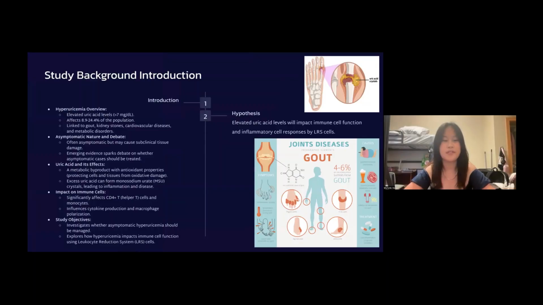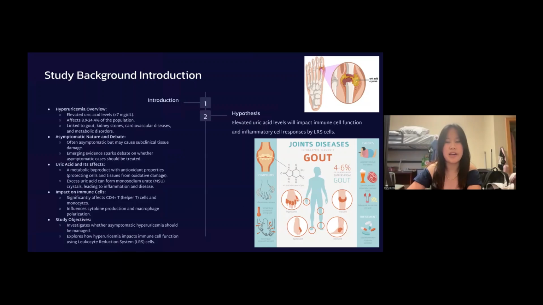I'll give you a brief rundown on what hyperuricemia is. It's just having elevated uric acid levels, usually greater than 7 milligrams per dL. It affects a good amount of the population, up to 24%, and it can be linked to gout, kidney stones, cardiovascular diseases, and metabolic disorders.